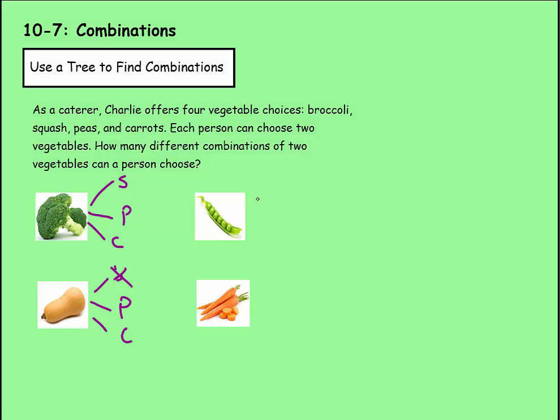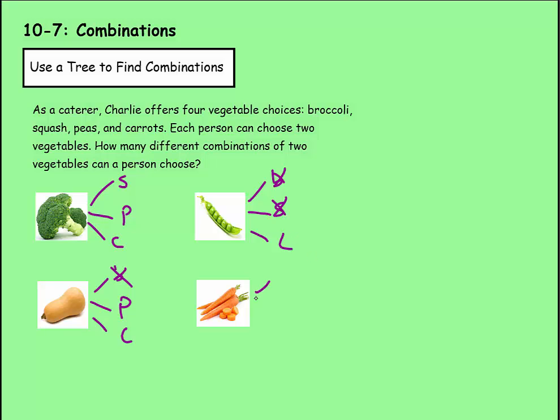Now we have peas. So we'll have 3 branches again. Peas and broccoli. Well, we already had peas and broccoli here. So not that one. Peas and squash. Oh, we already had peas and squash here, so we'll cross that one out. How about peas and carrots? I have not seen any peas and carrots yet, so that would be a combination.